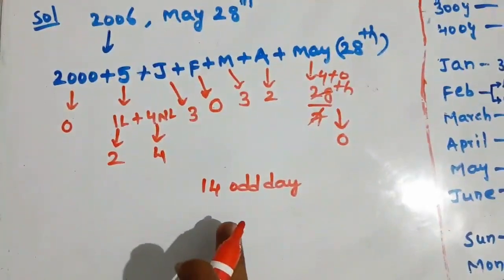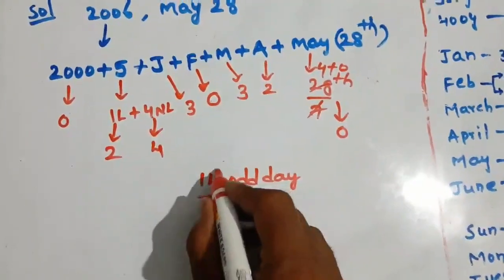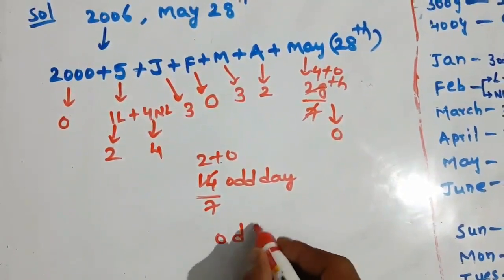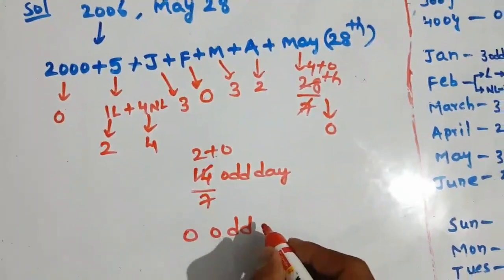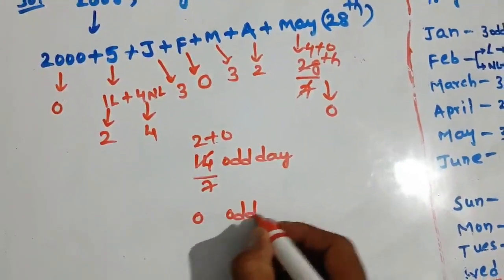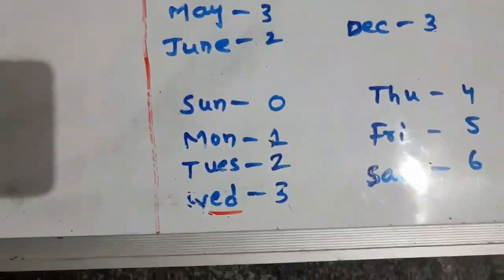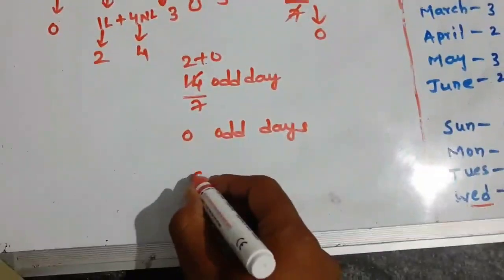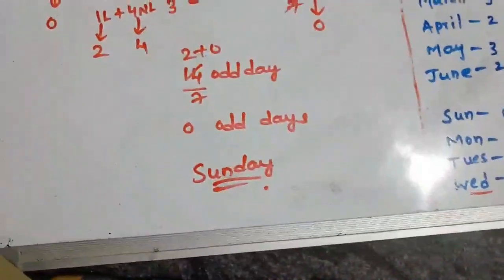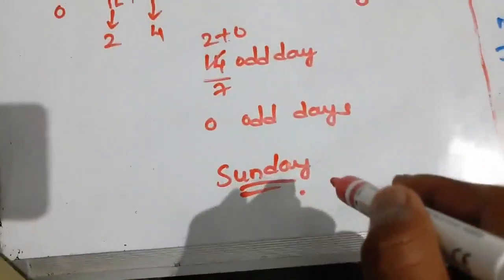Again, these 14 days I can write as 2 weeks and 0 odd days, meaning if I divide by 7, I get 2 and 0 as the remainder, so 0 odd days. 0 odd days means what? Sunday. Sunday is the answer. On 28th May 2006, it was Sunday.